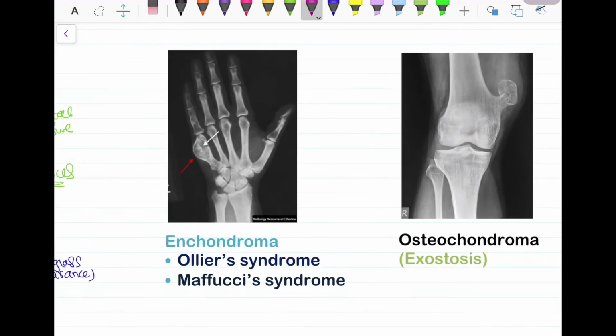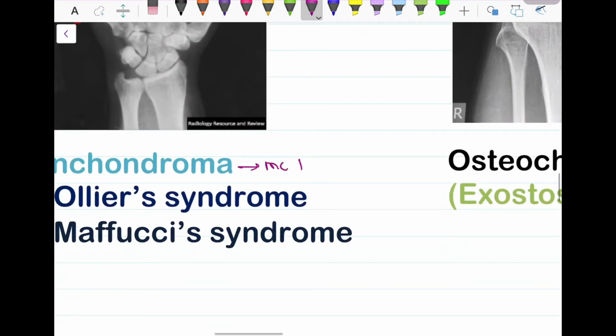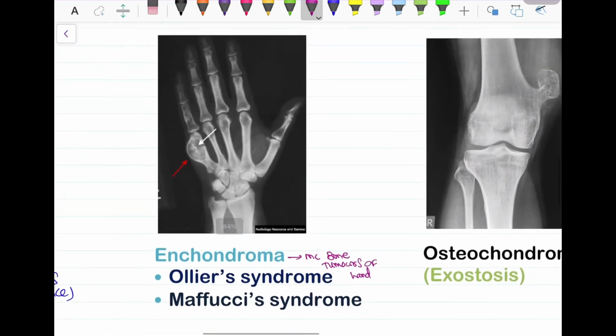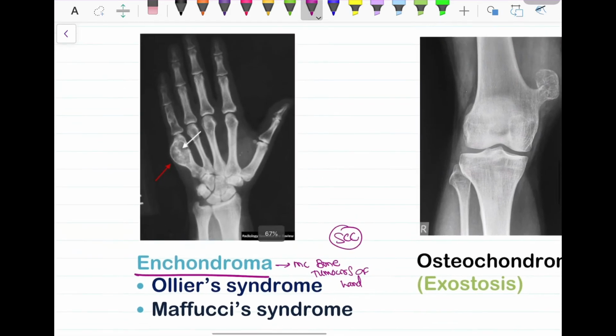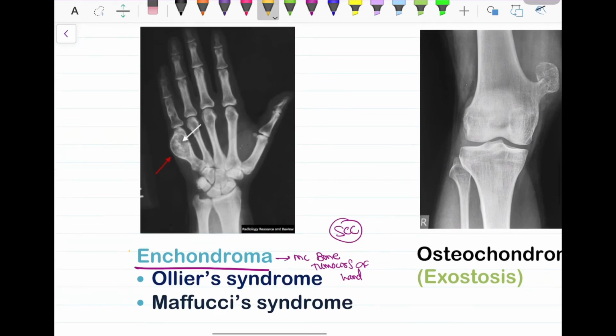The next one is enchondroma. In enchondroma, these are the most common bone tumors of the hand. So most common bone tumor of the hand is enchondroma, but the most common tumor of the hand is squamous cell carcinoma. So squamous cell carcinoma is the most common tumor of the hand, but most common bone tumor of the hand is enchondroma.